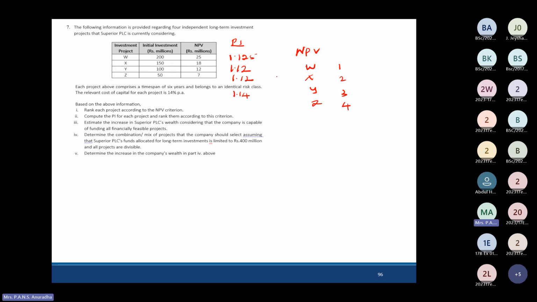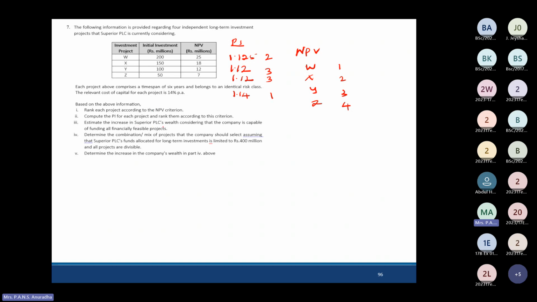So according to the PI index, what is the rank? Z is the one. Projects X and Y both have the same ranking because they have the same profitability index. The one with the highest PI is project Z, 1.14, so that is 1. 1.125 is the 2. Both of these you can put as 3.